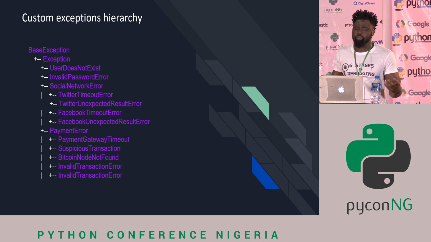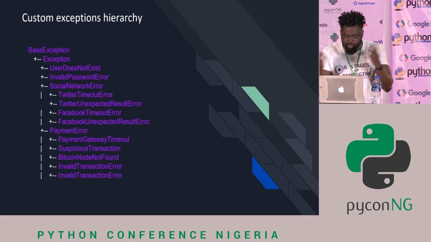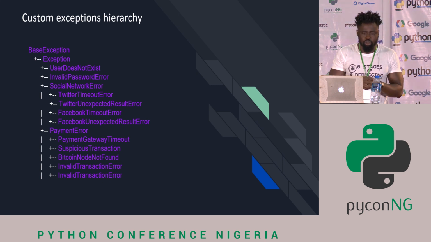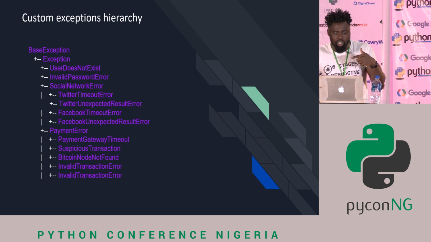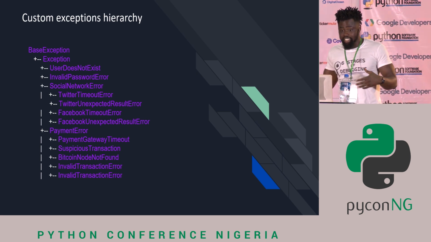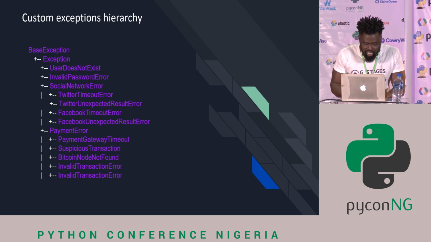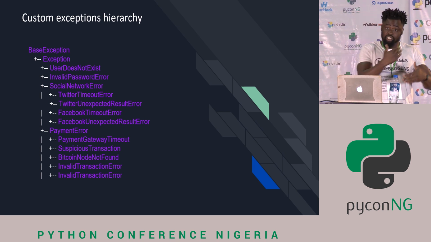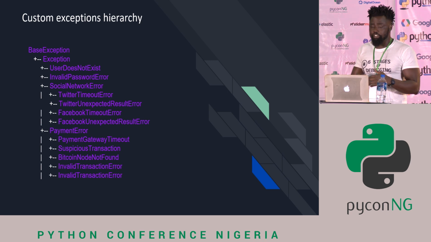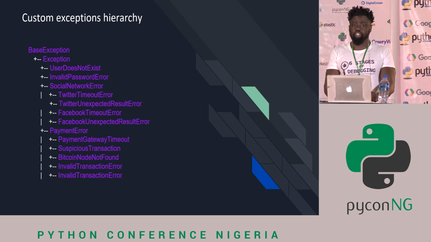So let's say you have an application that takes payments and also does social networking, and you make a call to Twitter, and then there's a timeout. Rather than your program crashing, you can log the exception into your log files with something like Twitter timeout error. And so when you sit on your log file, you know exactly what's gone wrong. And if you're fortunate enough, you can actually find those errors in your testing phase or in your CI before your code gets into production.